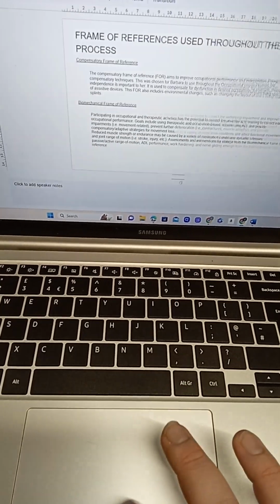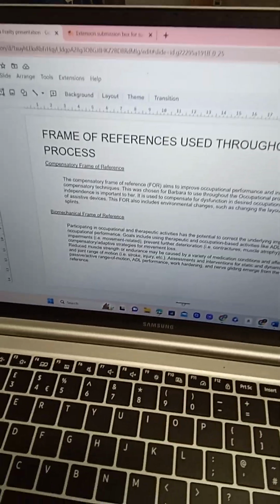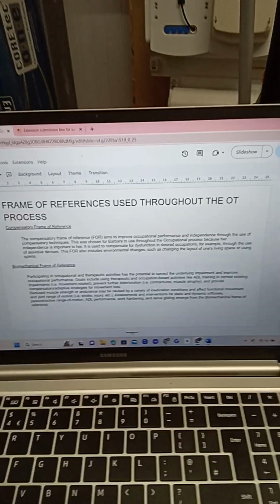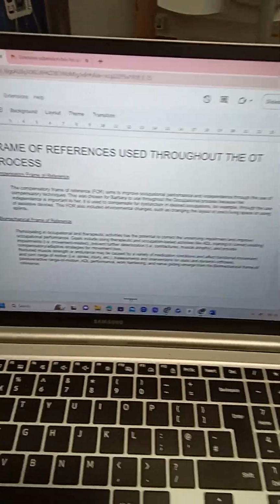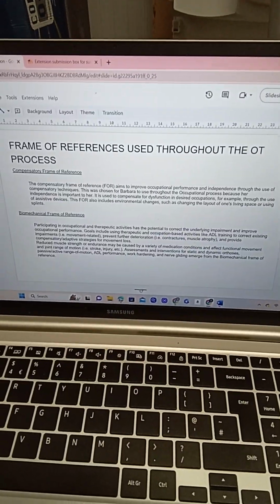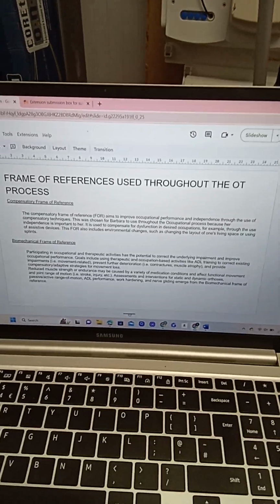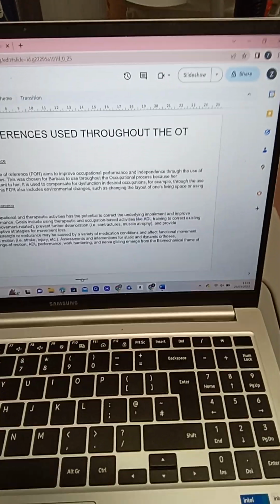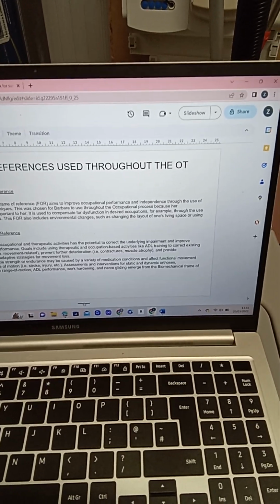So the frames of reference I've used throughout the process are the compensatory frame of reference. This aims to improve occupational performance and independence through the use of techniques. This was chosen for Barbara to use throughout the process because her independence is very important to her. It is used to compensate for dysfunction in desired occupations.